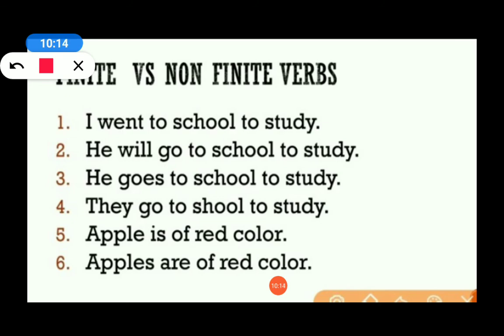Here you can find went and will go. These two show different tenses. Went shows past and will go shows future. So when the tense is changed, the verb changes, but this to study and this to study remain the same in spite of changing the tense. So went and will go are finite verbs, and to study in both the sentences is non-finite.